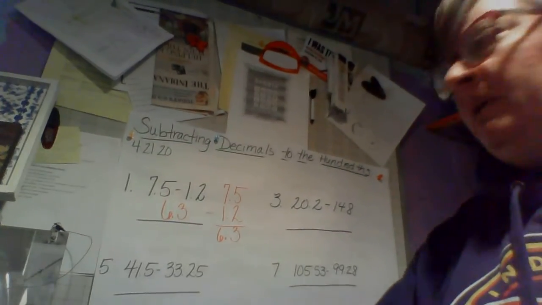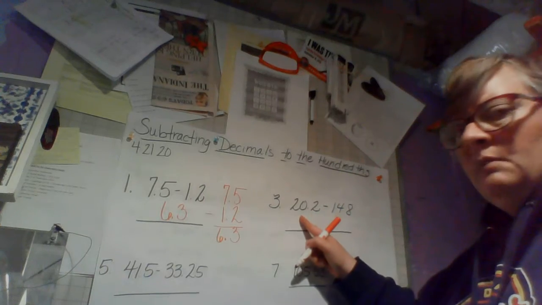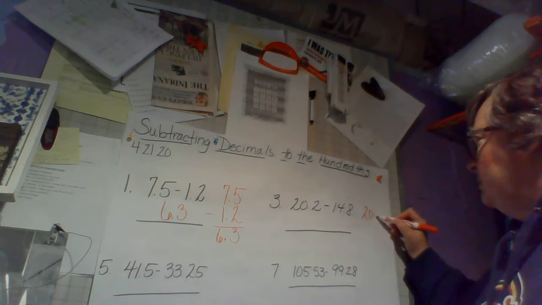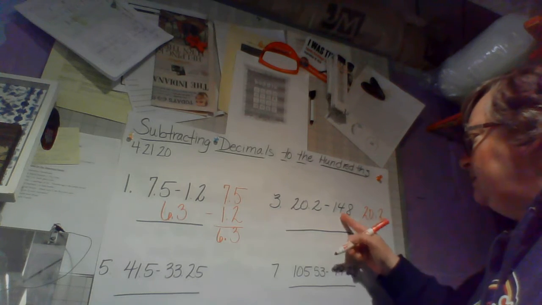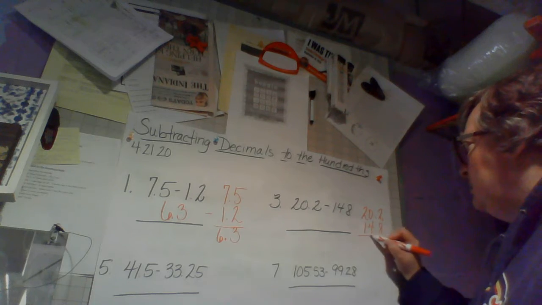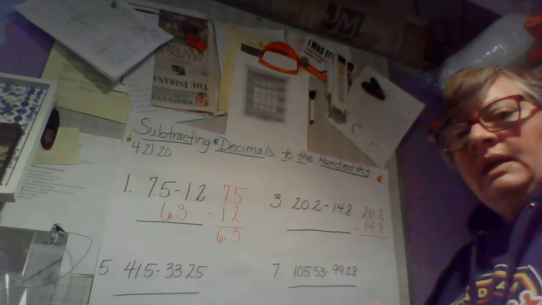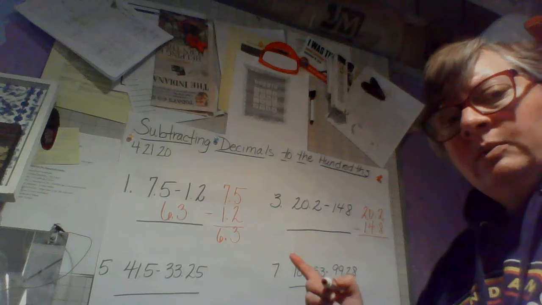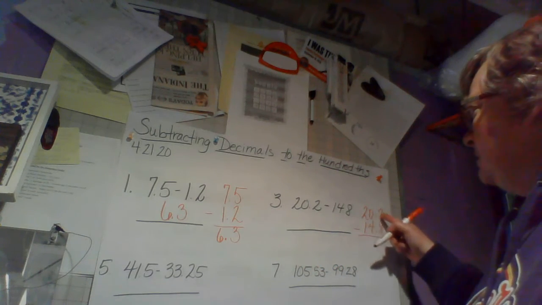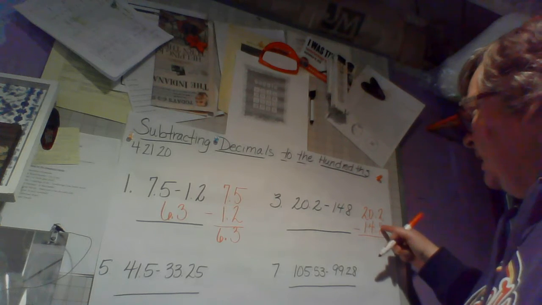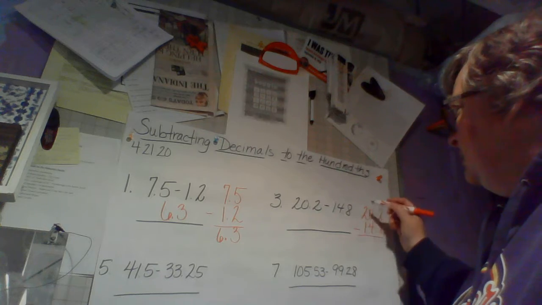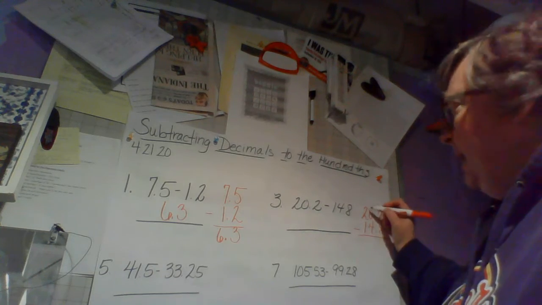Alright, I did number 3 as well. Alright, 20.2 minus 14.8. And again, we're still going to subtract the same way. We just need to make sure our decimal point stays in there. Alright, so I know that I have 8/10 that I cannot subtract from 2/10, so I'm going to keep going over to my tens place.